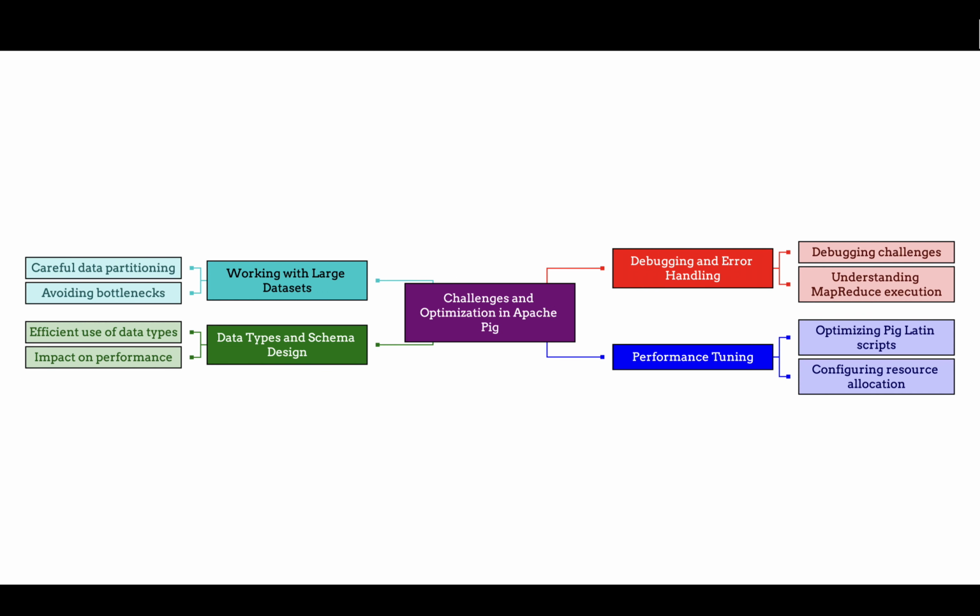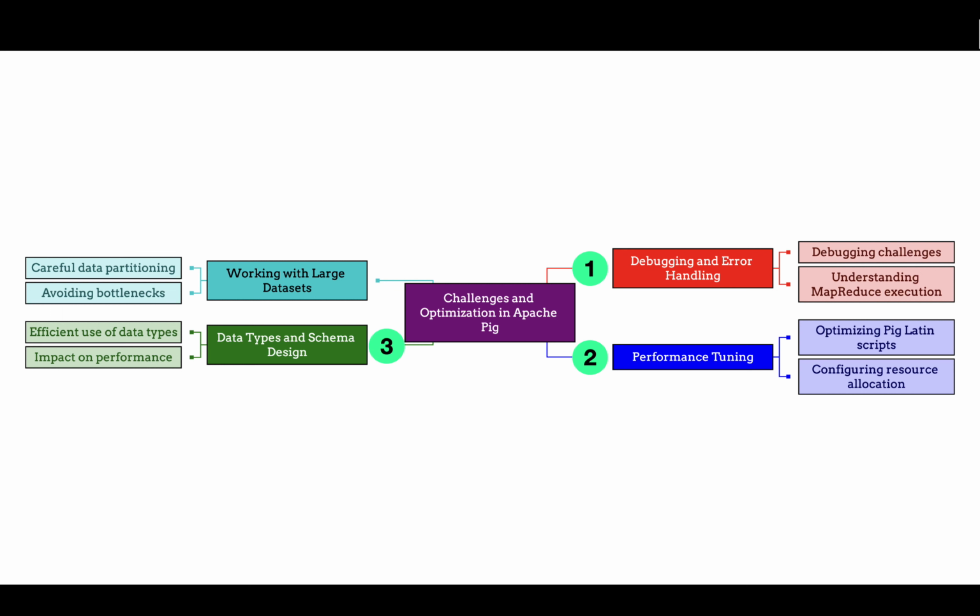Challenges and optimization in Apache Pig. 1. Debugging and error handling. Debugging Pig scripts can be challenging due to the abstraction over MapReduce. It's important to understand the underlying MapReduce execution to effectively debug. 2. Performance tuning. Like MapReduce, Pig jobs can be tuned for better performance. This includes optimizing PigLatin scripts and configuring resource allocation in the Hadoop cluster.